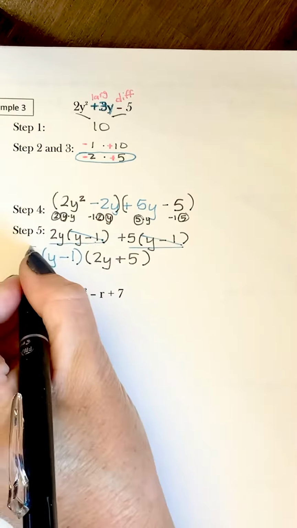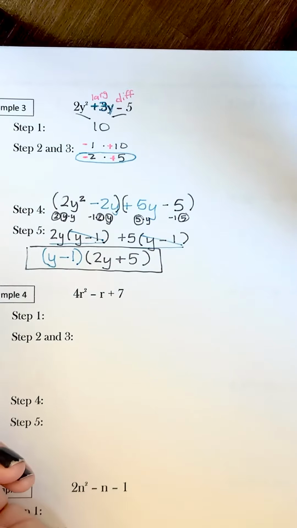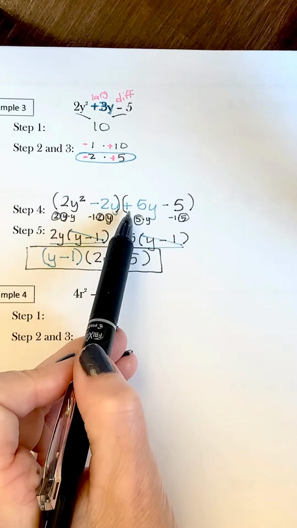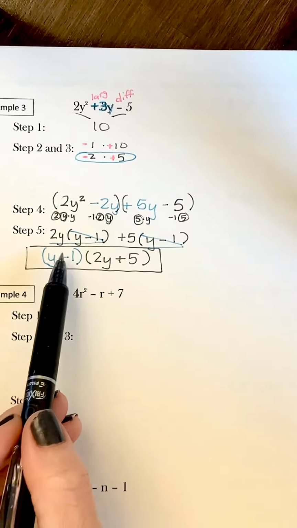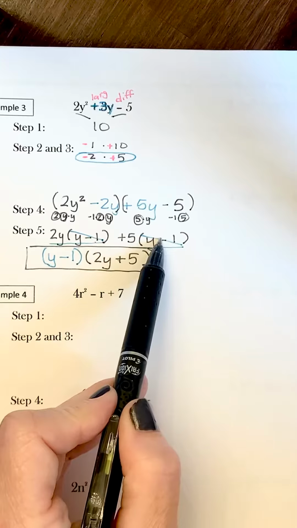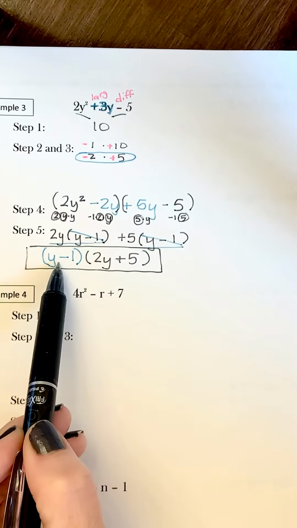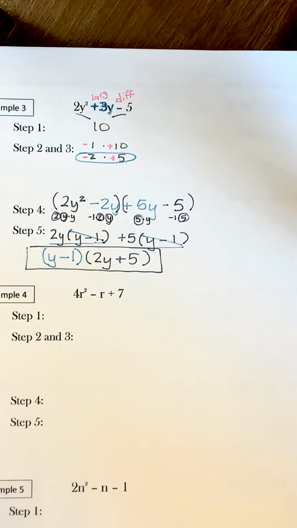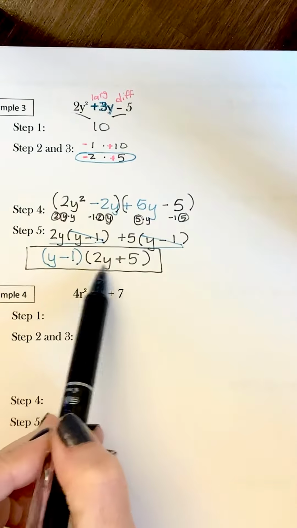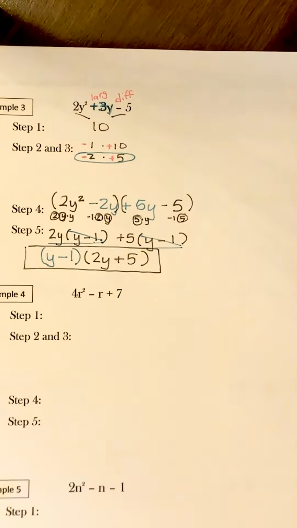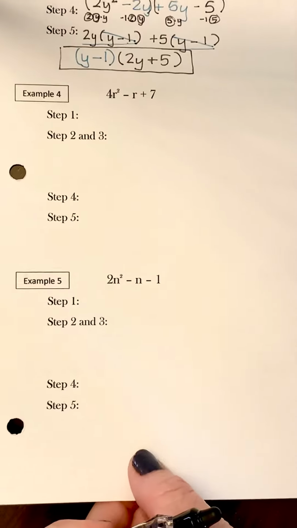Okay, so let's say you're doing your homework and you switched the order of these two. Then when you get your answer, the binomial that they have in common will be the 2y plus 5. So you're going to have the same answer, it's just these would be in a different order. It doesn't matter what order your binomials are written in for your final answer. All right, now you try example number 4.